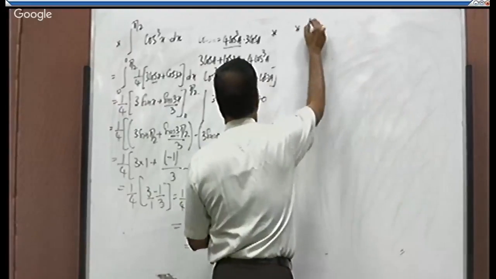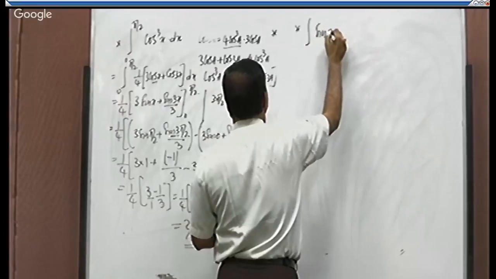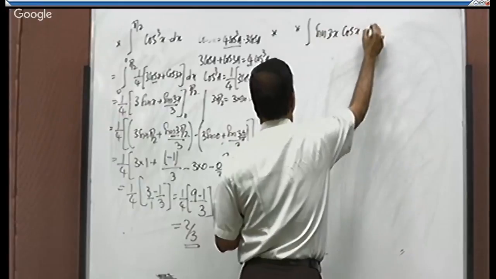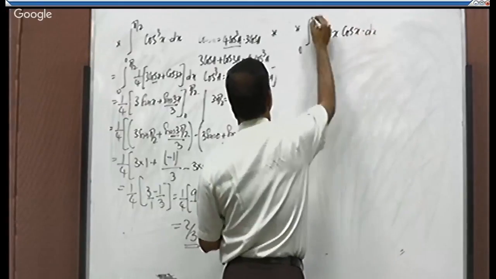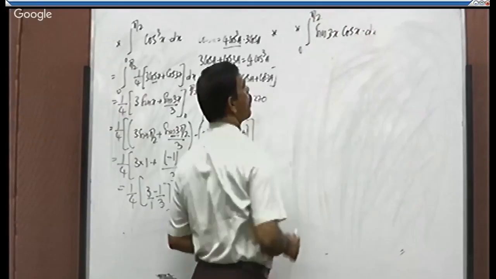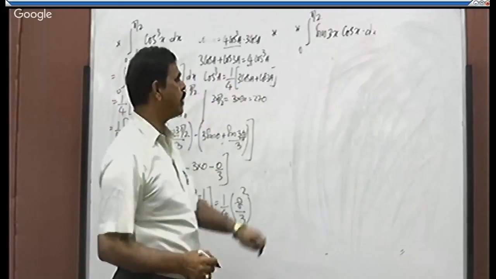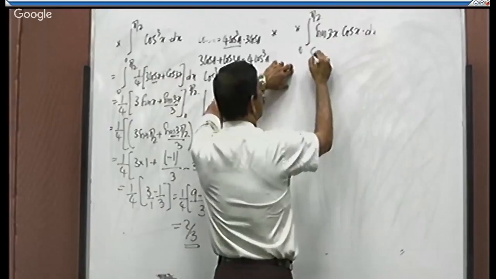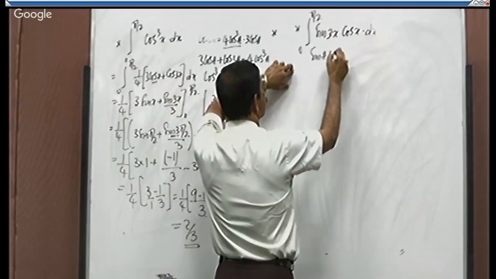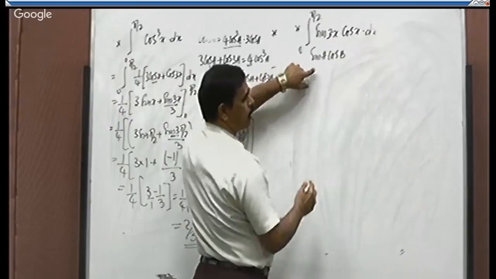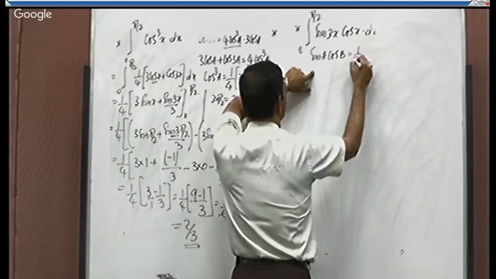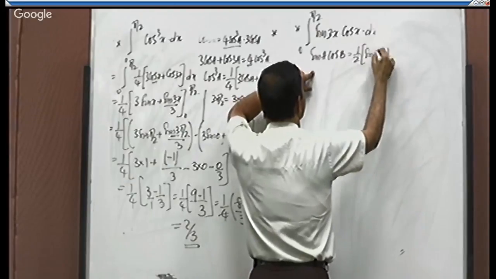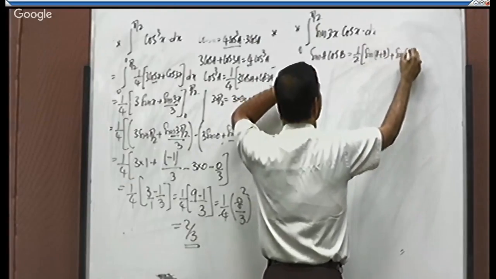Next one, integration of sin 3x into cos x dx, 0 to pi by 2. Sin 3x into cos x. It is of what form? Sin A cos B form. Sin A cos B is equal to what? 1 divided by 2 into sin of A plus B plus sin of A minus B.